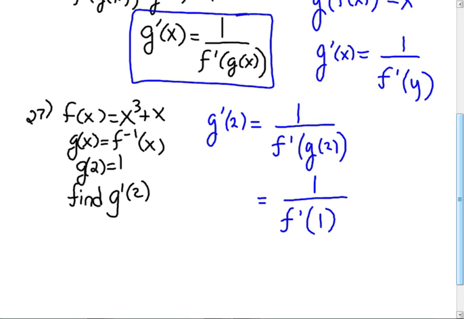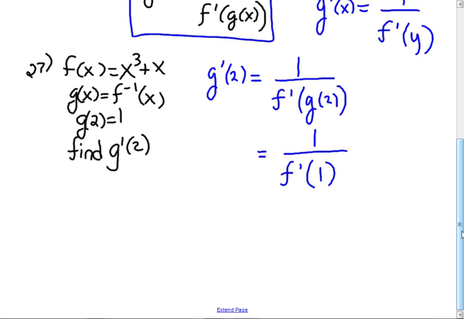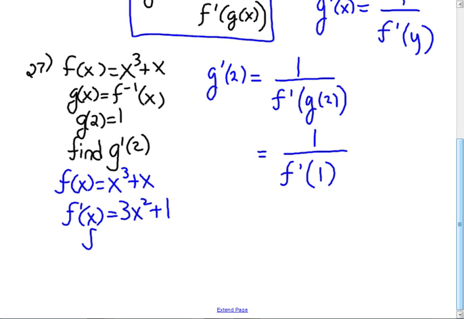Well, I guess I have to do some work. I know what f of x is. Can I find f prime of 1? If f of x is equal to x cubed plus x, what's f prime of x? Easy. What is it? 3x squared plus 1. So f prime of 1 is equal to 4. So then I'm just going to put this in here, and I need 1/4, which is answer C. No, it isn't that bad.